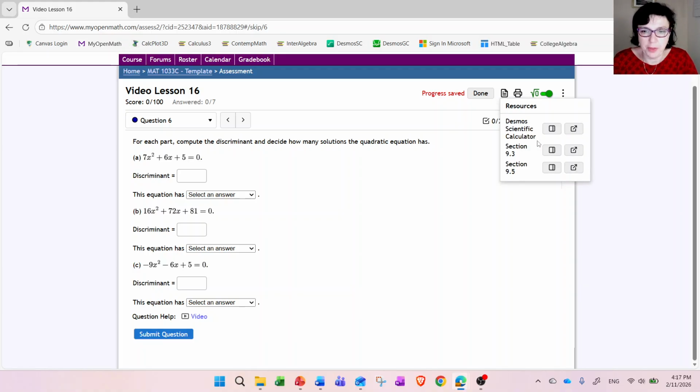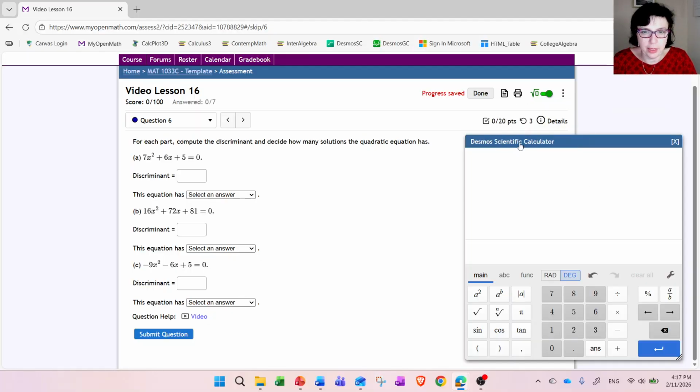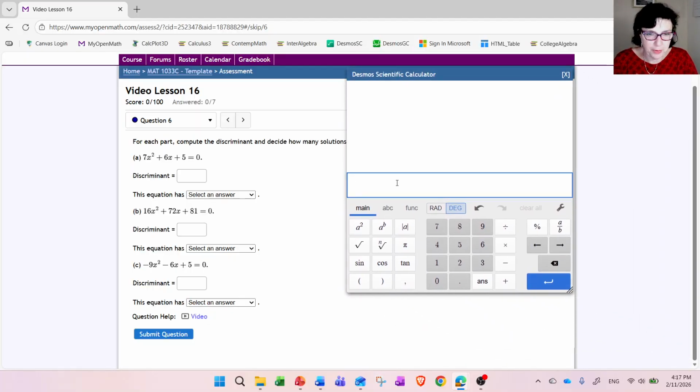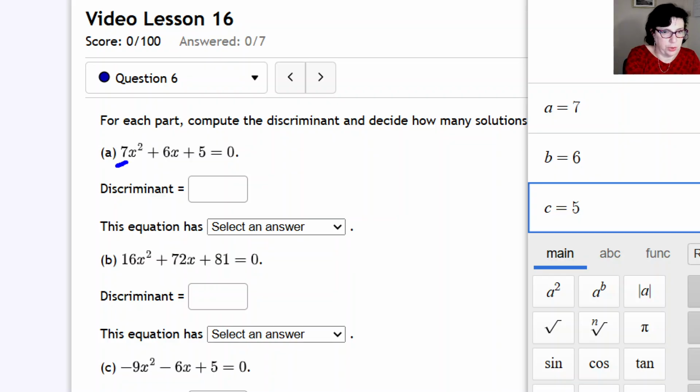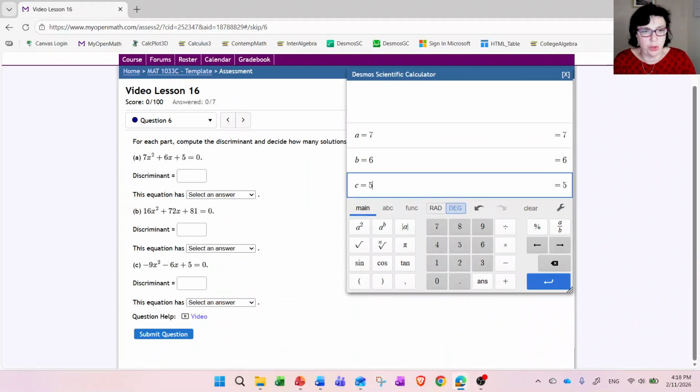So let's open up the Desmos scientific calculator, and then we are just going to type the values of A, B, and C. For the first equation, A is 7. That's the number in front of x squared. Then B is 6, and C is 5. Okay, you can see that here. You can see the equation. So this is your A, B, C. You always include the signs as part of A, B, C, but in this case, they're all positive, so I don't have to think about it. Okay, so I'm done.